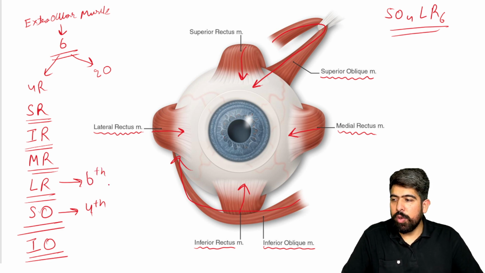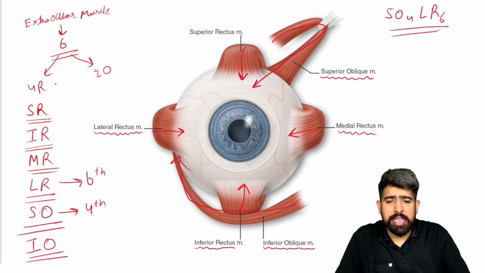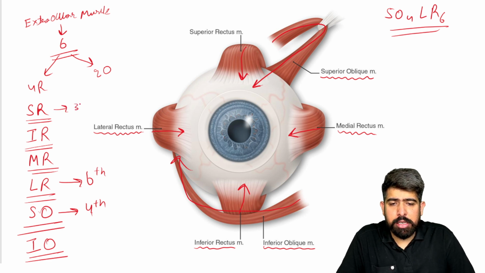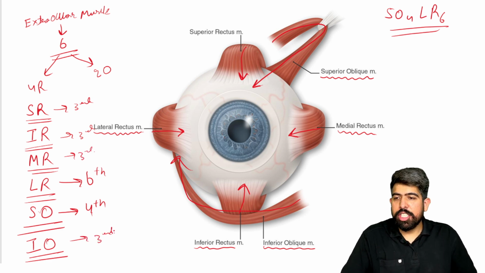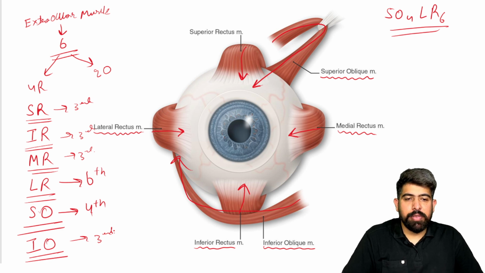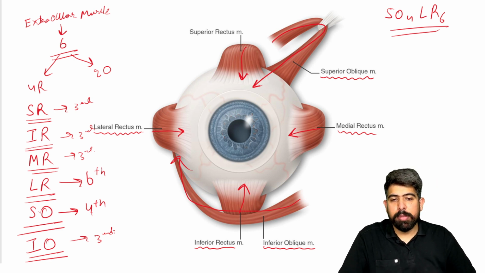The rest of the four which are left: superior rectus, inferior rectus, medial rectus, and inferior oblique, will be supplied by your third nerve. Just remember this, because in the later part when I talk about the nerve palsies, the fourth nerve palsy, sixth nerve palsy, and third cranial nerve palsy, you have to remember which muscles are supplied by which nerve, right?